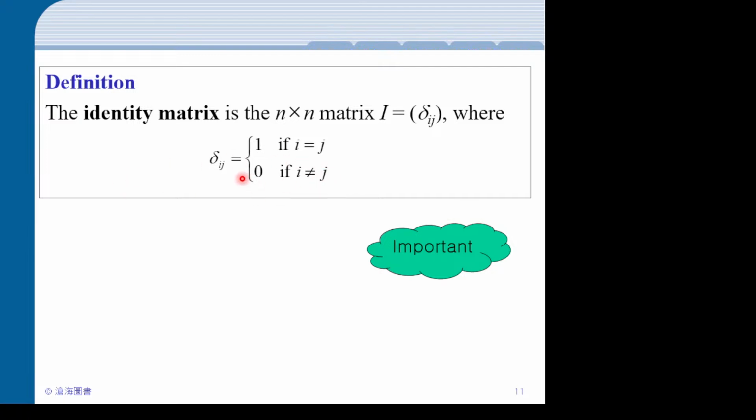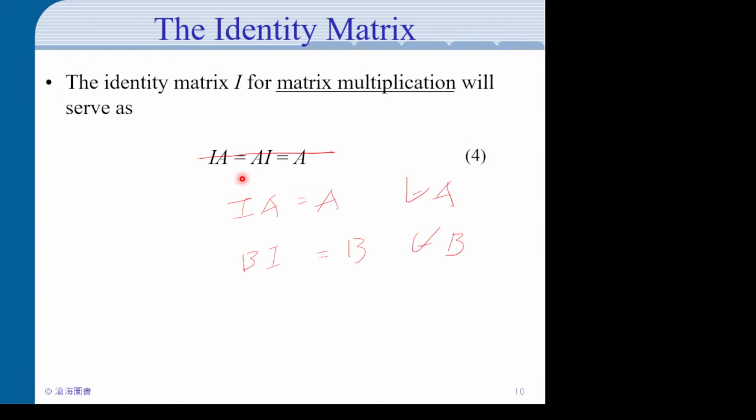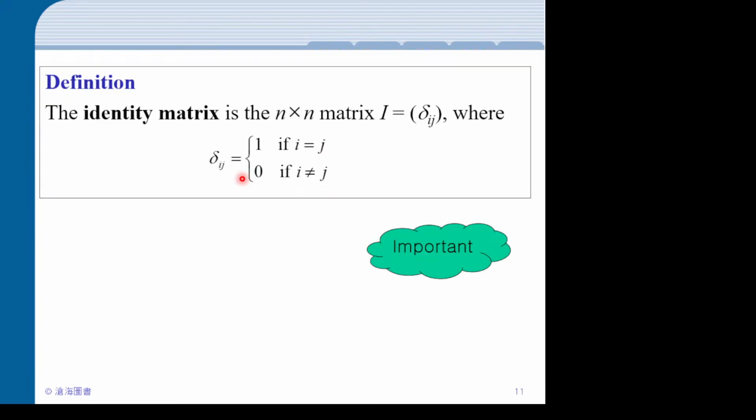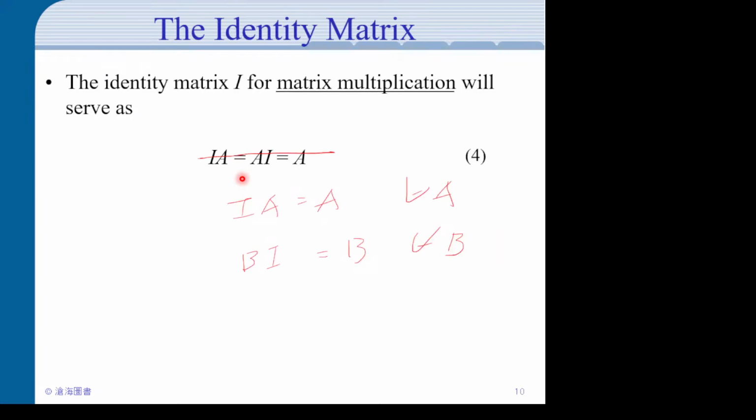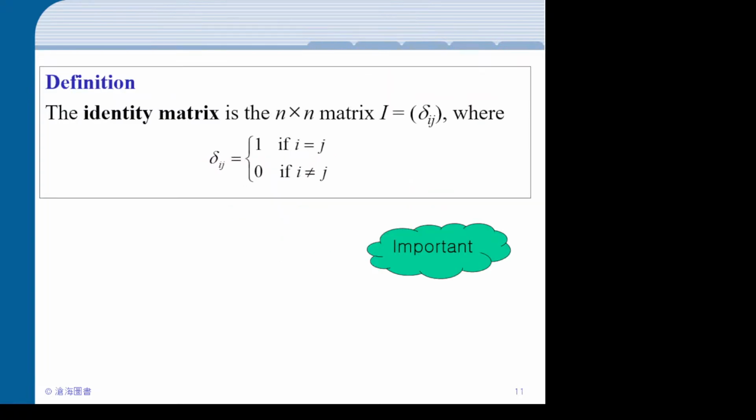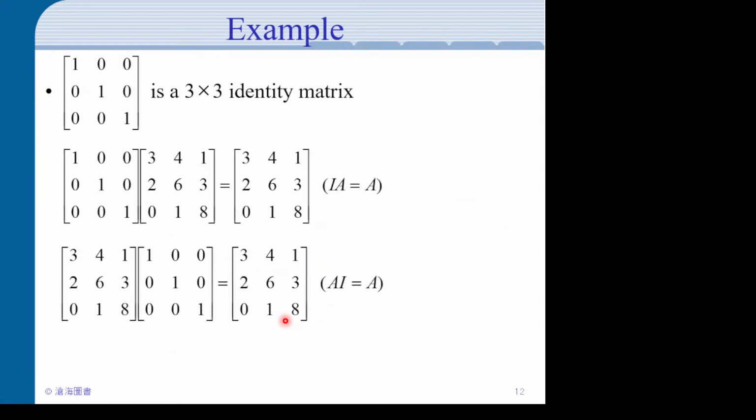Okay, maybe I'll draw a picture here. So 1, 1, 1, 1, 1, and so on, and 0, 0, like this. Okay. Question about the definition of the identity matrix? No. Then let's see some rules.